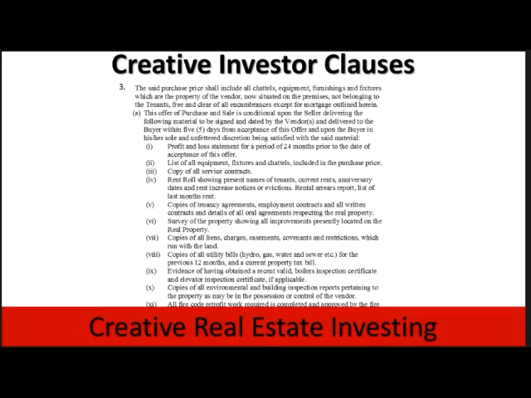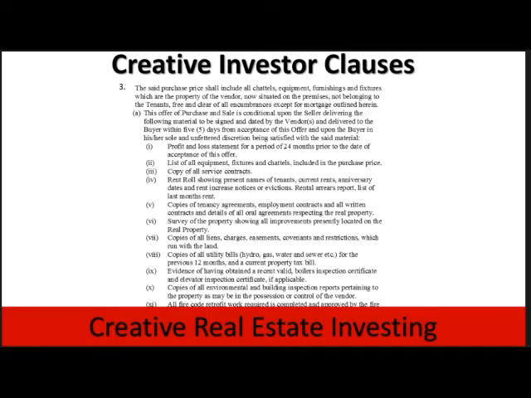So I'm asking for the profit and loss statement for the previous 24 months. List of all equipment, fixtures, chattels included in the purchase price. All service contracts, rent rolls, copies of tenancy agreements, employment contracts, written contracts, and details of any oral agreements respecting the property. Survey of the property, copies of liens, charges, easements, etc. Copies of utility bills, evidence of having obtained a recent valid boilers inspection certificate, copies of environmental and building inspection reports pertaining to the property that may be in the possession of the vendor. Any and all fire code retrofit work required is completed and approved by the fire department.